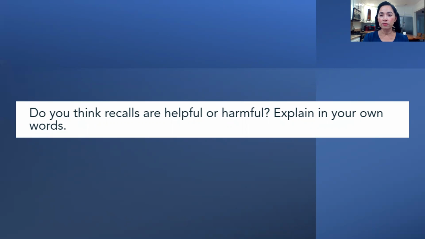You have your exit ticket, the 3x5 on your card. In order to exit this class today, you will have to write a paragraph on what you think about recalls. Is it helpful or harmful? Explain it in your own words.